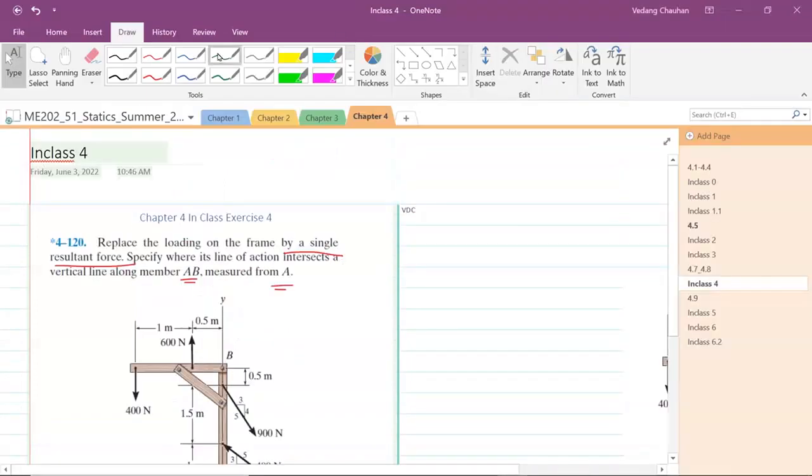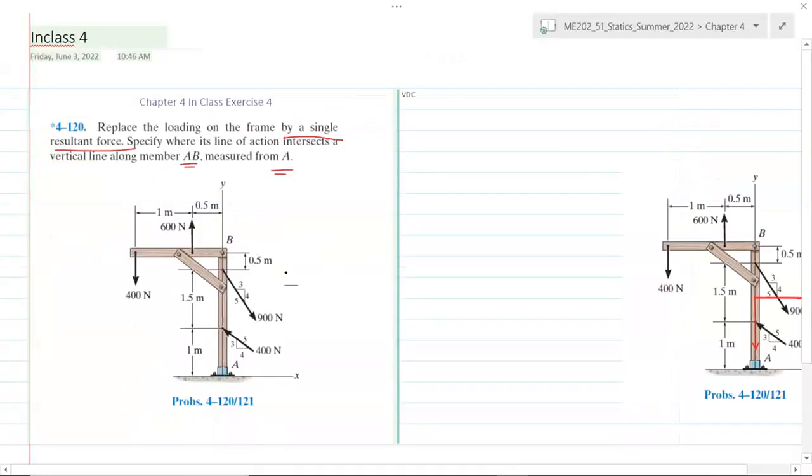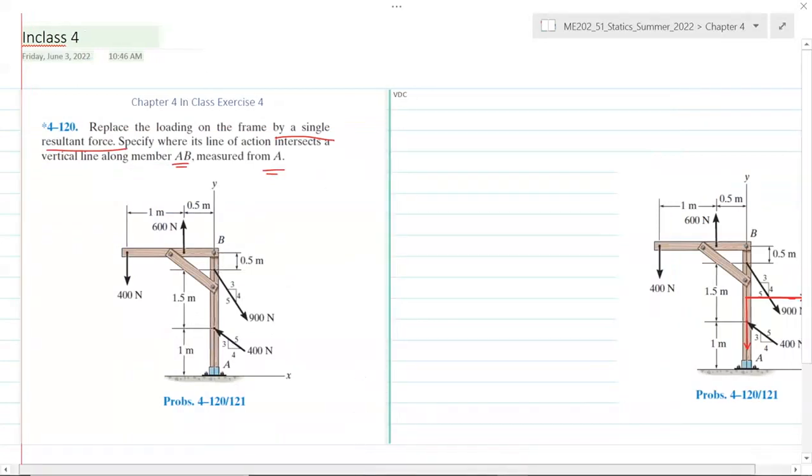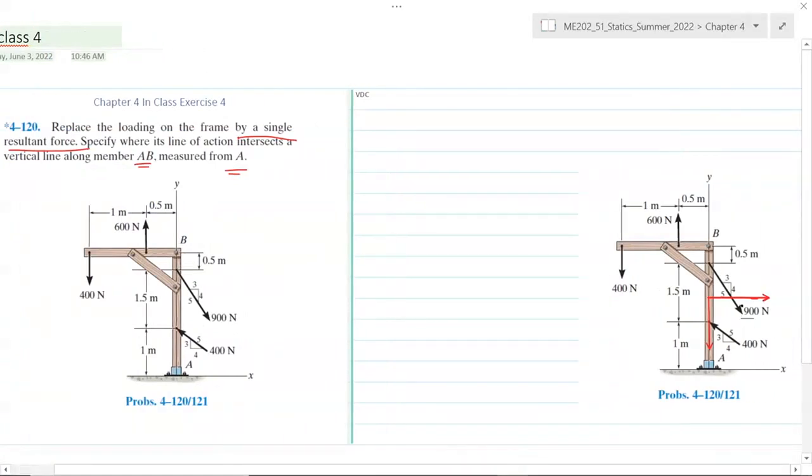So we need to replace these multiple forces by a single resultant force. Our final answer is something like this. We are looking for a single resultant force. Frx is the x component and Fry is the y component. We would like to replace all these four forces by one resultant force with its horizontal and vertical components, and the location of this force, that is this point from A.